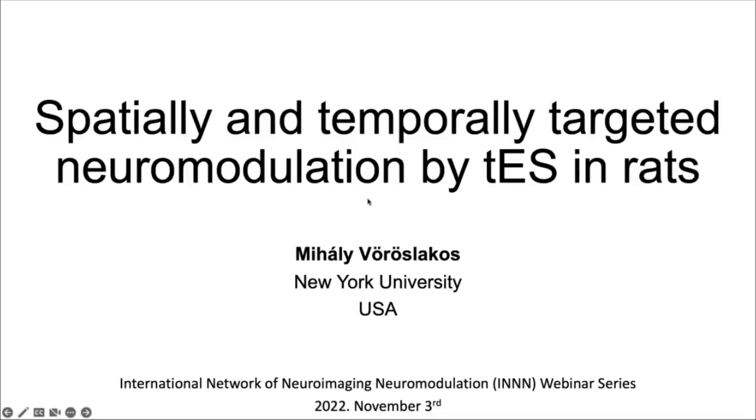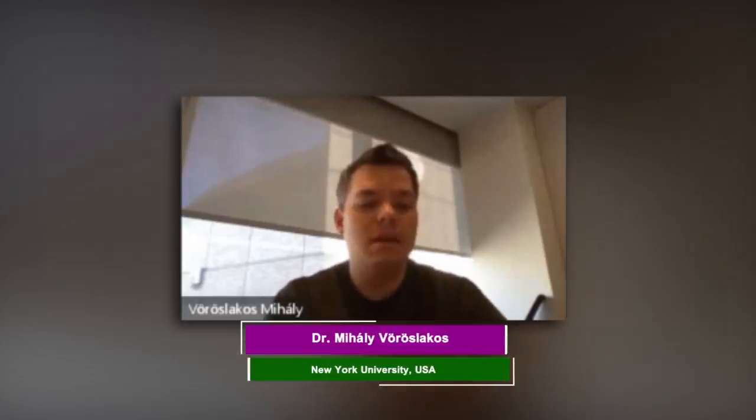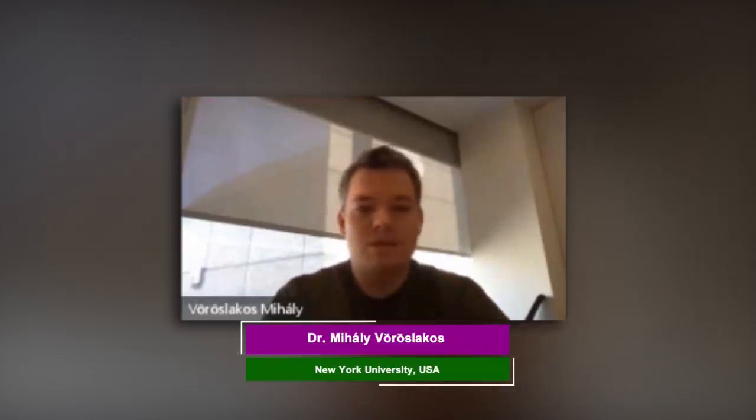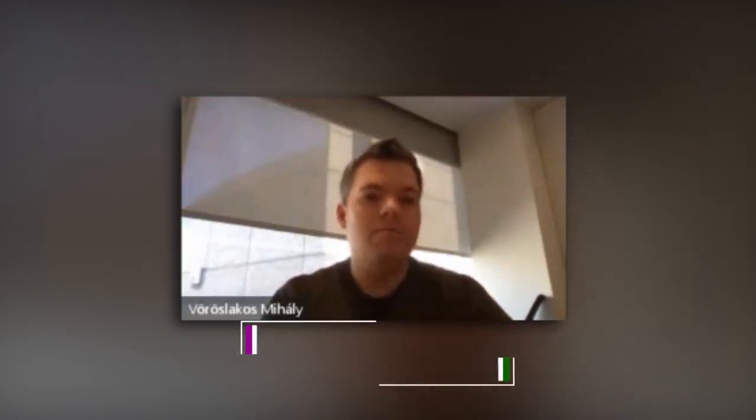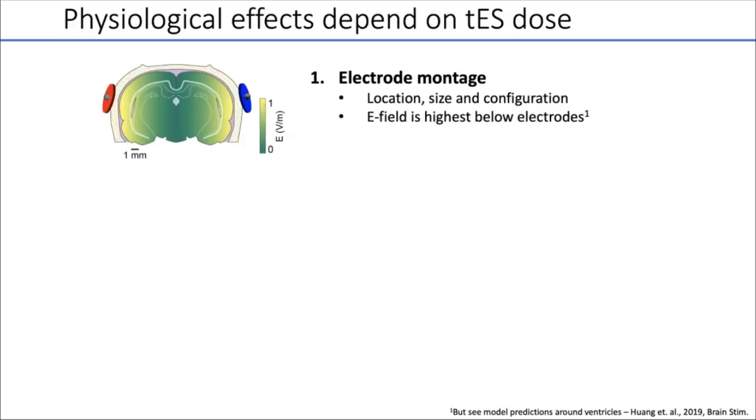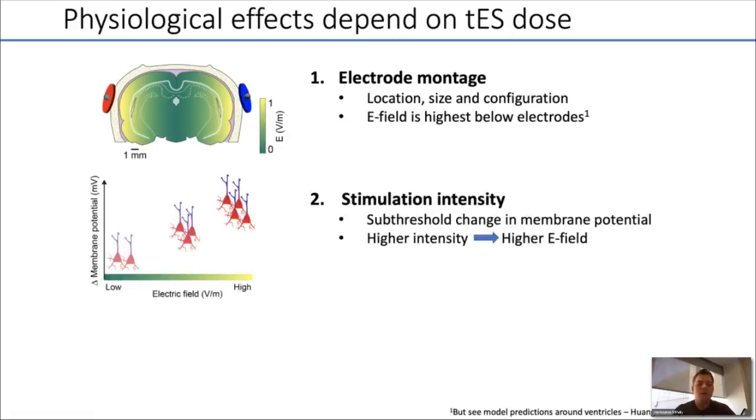So today I'm going to talk about how we can achieve spatially and temporally targeted neuromodulation in rats. Next slide. As I'm sure you're all familiar, just to recap a bit, physiological effects depend on the dose of stimulation. Transcranial direct current stimulation will induce a diffuse electric field inside the brain. As you can see in this picture, the electric fields are highest underneath the stimulation electrodes, shown in yellow, and then it drops with the distance. And in the middle of the brain, there is barely any change induced by the stimulation.